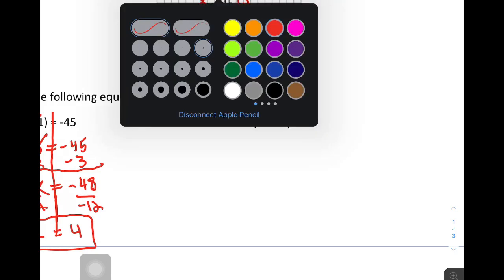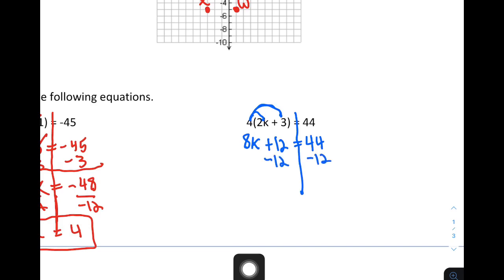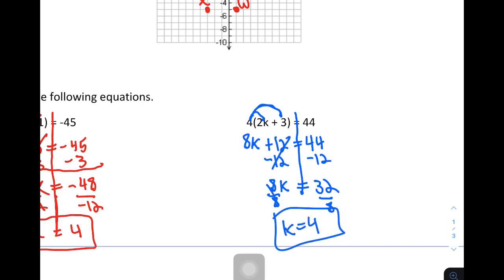Alright, I'll go through this one a little quicker just so you can see. Split off both sides, distribute the 4. 4 times 2k is 8k. 4 times 3 is +12. Alright, leave the 8 alone for now. Let's try to get rid of the +12. Subtract 12 because that's the opposite. So we have 8k equals 44 minus 12, 32. Almost there. K is almost by itself. Divide by 8. So our answer is also 4.